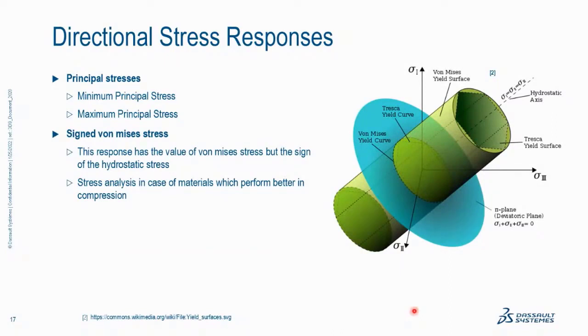Then we have the directional stress responses. So we have the basic principal stress, the maximum principal stress, and the minimum principal stress. And then we also have the signed von Mises stress. So this has the value of the von Mises stress, but the sign of the hydrostatic stress. And the idea here is that it functions better for materials that perform better in compression, for example, like cast iron. So, in effect, it widens the range of materials our users can optimize for.